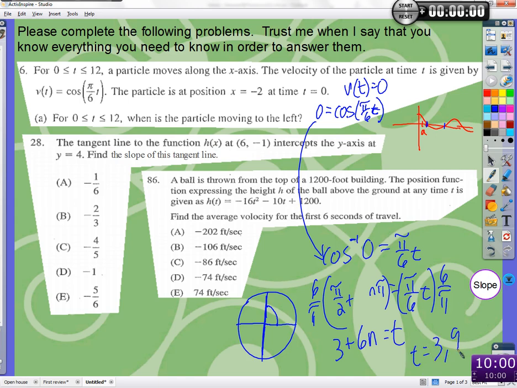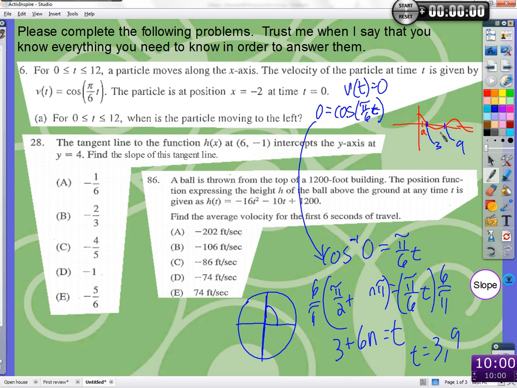Those two times are where what happens? It stops. Okay, now that's just where it stops. We don't know what's happening otherwise. But we know that's where it stops, and we know the cosine function looks like this. So this is probably 3, and this is probably 9, and in between, what's happening? Negative. What's negative? Velocity. When velocity is negative, it means left. You're moving to the left, or down, depending on your orientation.